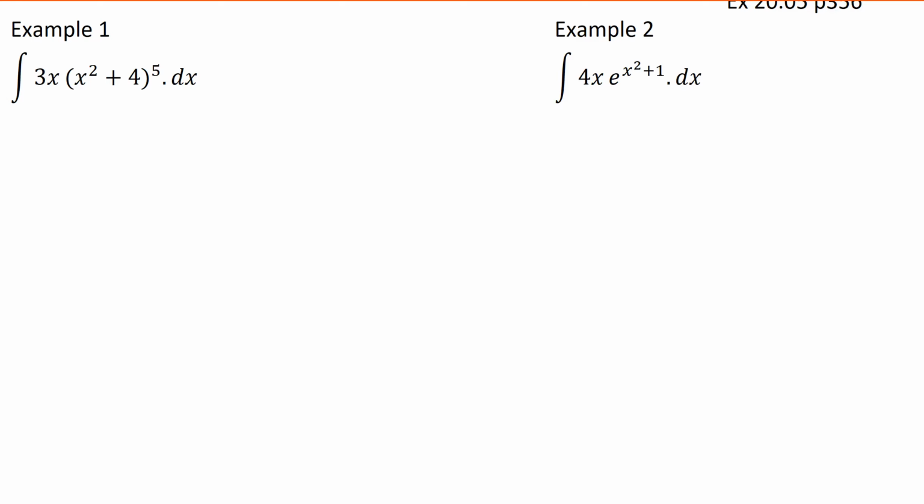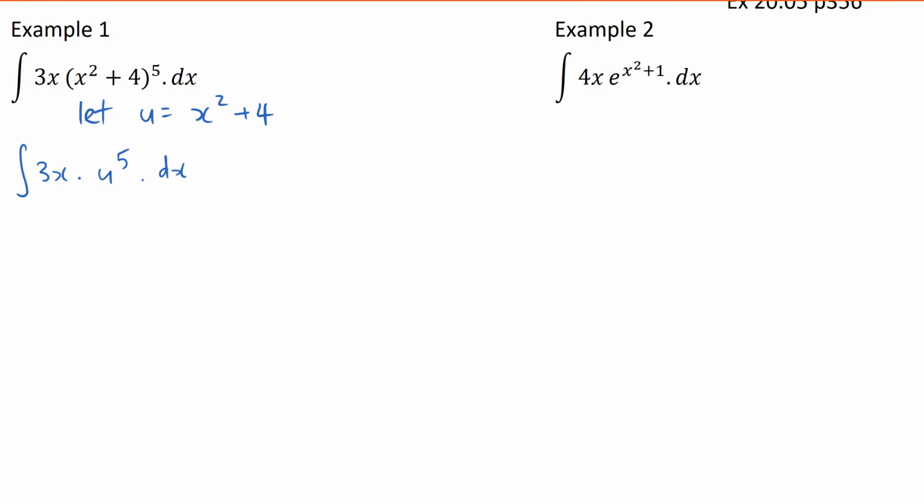Okay, with substitution, what's the first thing I'm going to do? Okay, so what's u going to equal? x squared plus 4. Okay, so I then rewrite my equation: 3x times u to the power of 5 with respect to x. Can I integrate that like that?